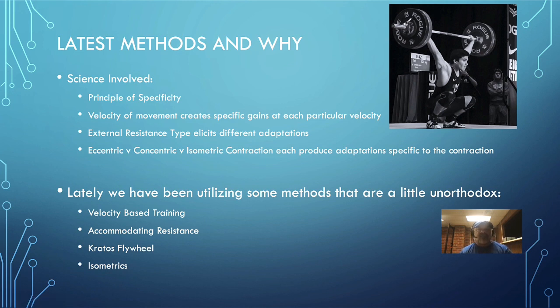But first, we're going to talk about the science that's involved. We're going to talk about the principle of specificity, and we're going to look at it in a much deeper way than you probably have in the past. Velocity of movement creates specific gains at each particular velocity. External resistance type elicits different adaptations. Eccentric versus concentric versus isometric contraction: each produces adaptations specific to the contraction. So not all contractions are created alike.